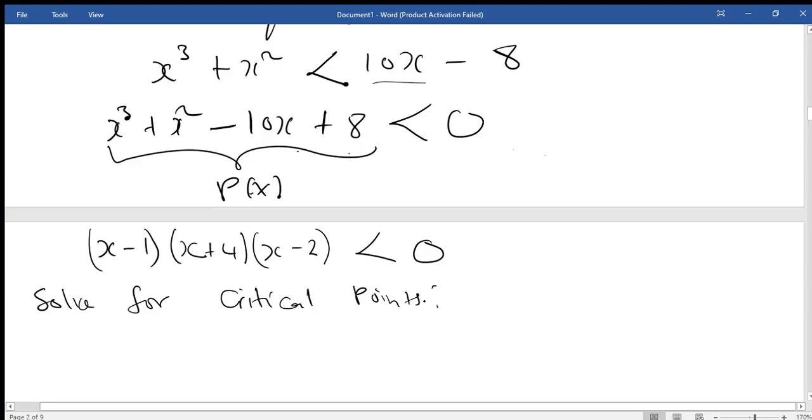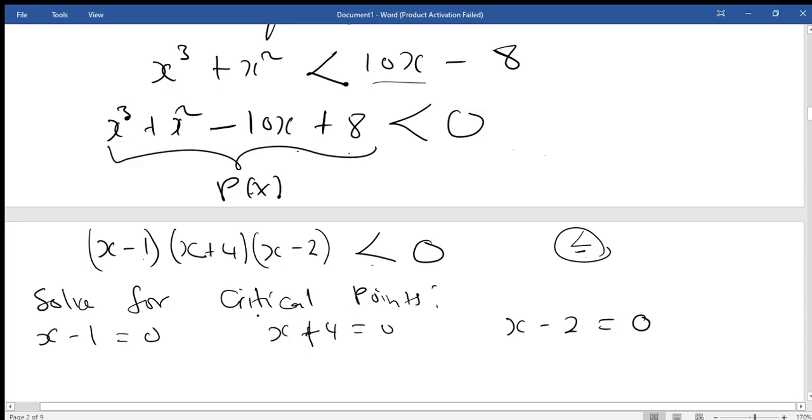So solving for critical points means each factor will be equated to 0. So x minus 1 equated to 0, x plus 4 equated to 0, and x minus 2 equated to 0. But these are the times where I always emphasize something. Look at your inequality sign. The inequality sign is just less than. It's not less than or equal to. There's a difference between less than and less than or equal to. So this one is just less than. It means the expression on the left hand side is not equal to 0. It's just less than 0.